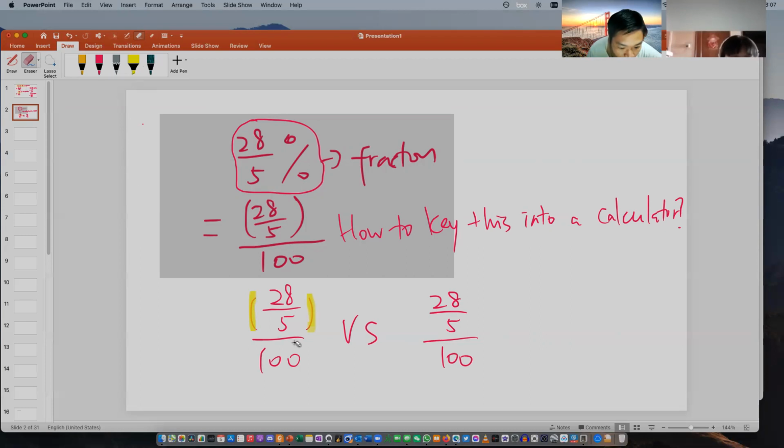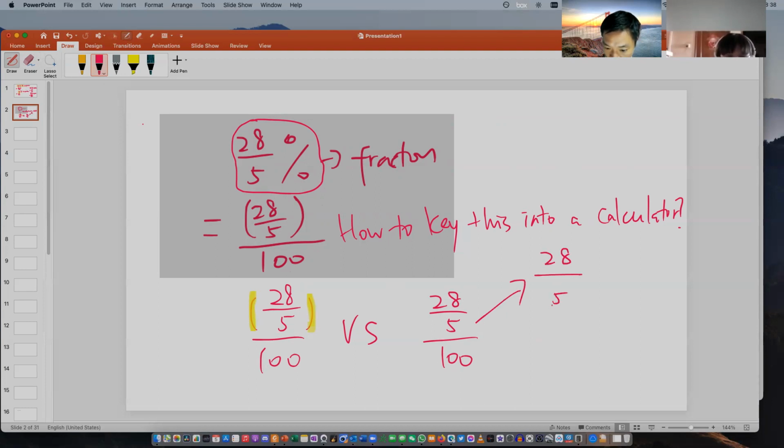Okay, if you look at this one, the first one on the left, with the bracket, what you are telling the calculator is that 28/5 is one thing, with the bracket, one thing over 100. But on the right, without the bracket, what you are telling the calculator is it can be this: 28/5 over, okay, or your calculator can see it as this.